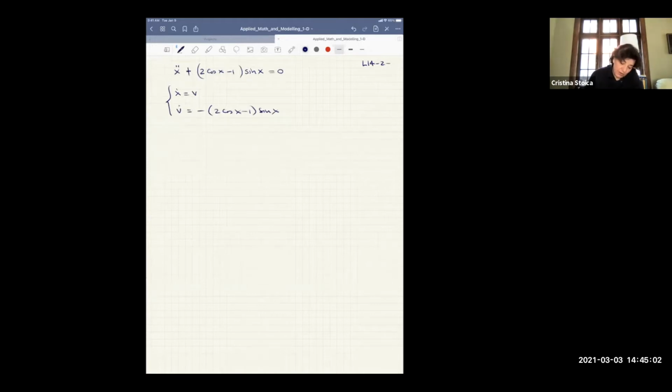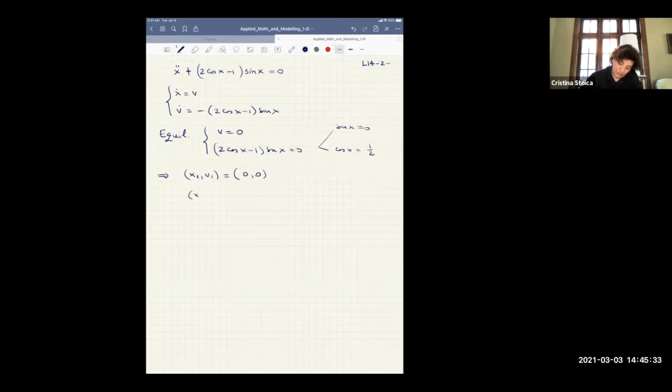So we have first the equilibria. Let's find them. We set the right hand side equal to 0, and we end up with a bunch of them. So we have, let's say, x1, v1 to be 0, 0. And from here, we get sine x is 0, and cos x is a half.